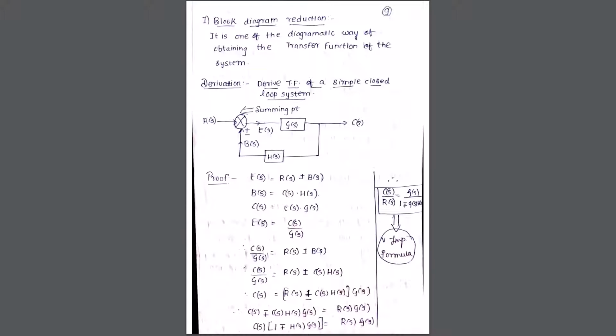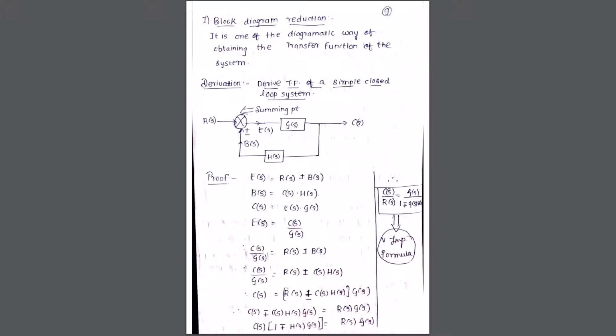Let us begin with the proof. The E(s), if you see, is basically R(s) plus or minus B(s). It can clearly be seen from the diagram. The B(s) is basically a product of C(s) into H(s). Everything is evident from the diagram. The same thing is written in the form of steps. The C(s) is the product of E(s) into G(s), so you can write E(s) as C(s) upon G(s).